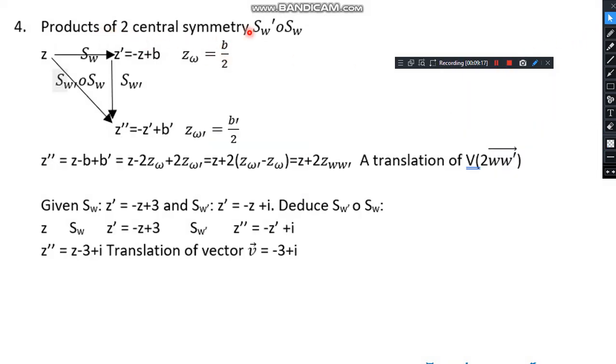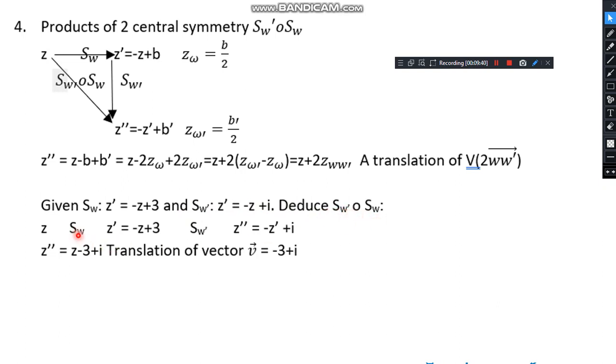And finally, the product of two central symmetries. So suppose you have SW prime rho SW, like here. You're going to have a translation of vector 2 WW prime. Let us take an example. As I told you, don't memorize. Z prime equal minus Z plus 3 and minus Z plus I. I want to find SW prime rho SW.